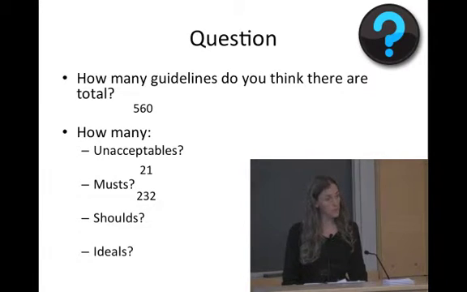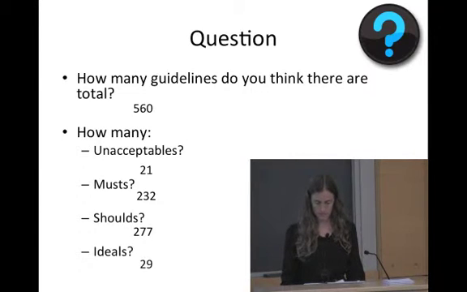So not very many unacceptables, and I think that's important to really understand when you pick it up, because the first thing you'll probably really want to do is go through and sort of see, how many unacceptable practices do we have, and can we get rid of those right away. And then 277 shoulds and 29 ideas.